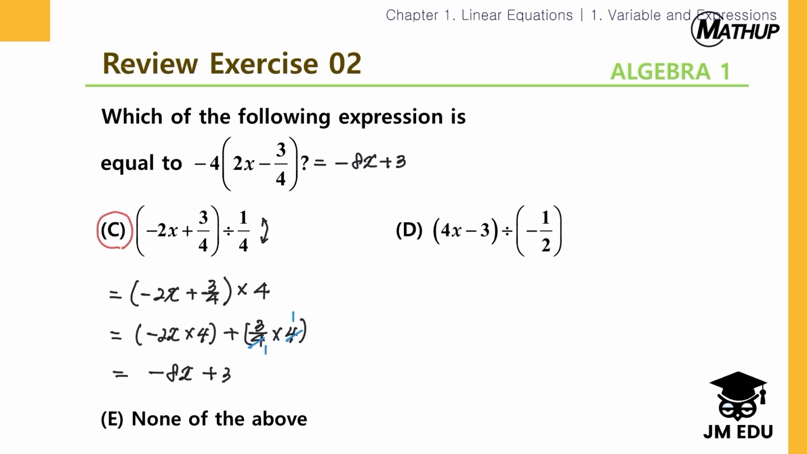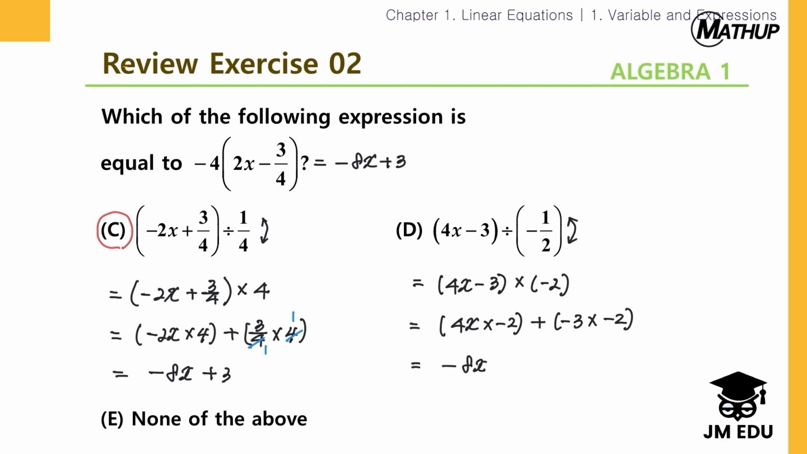Let's try D also. So for D, we have 4x minus 3 divided by negative 1 over 2. So we're going to convert that division to multiplication, right? So 4x minus 3 times, switch these two numbers, that's going to be negative 2 over 1, which is equal to negative 2. So let's distribute it. 4x times negative 2 plus negative 3 times negative 2. So that's negative 8x. Negative 3 times negative 2, that's a positive 6.